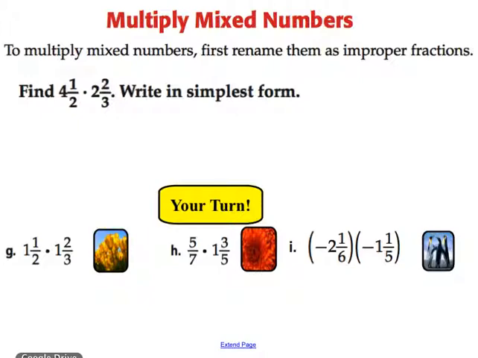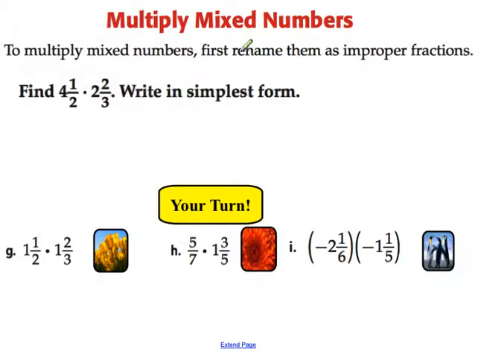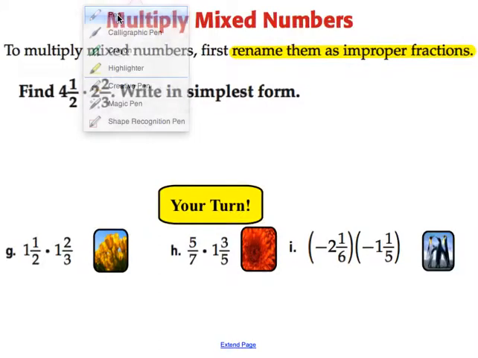What about when we have mixed numbers? These get a little bit more difficult. So in order to multiply mixed numbers, it says first rename, this is very, very important, first rename them as improper fractions. We have to do that first, okay? So don't forget that step. We want to make sure to do that first.